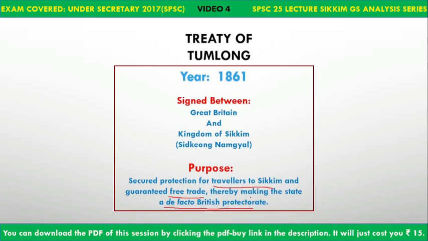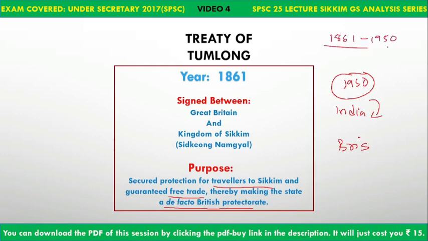So as we have read in the previous video, in 1950 by the Indo-Sikkimese Treaty, which we are going to read in the next slide, Sikkim was actually India's protectorate, which was ensured by this treaty. But before 1950, that is from the year 1861, Sikkim was already a British de facto protectorate. So it can be concluded that from the year 1861 till the year 1950, Sikkim was a British protectorate, and from the year 1950 till the year 1975, before becoming a state of India, Sikkim was an Indian protectorate.